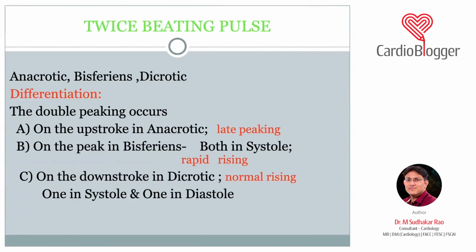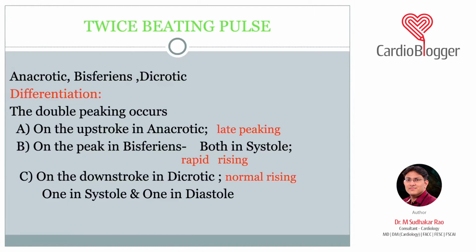Now again, I will tell you about the twice beating pulse. There are three types: anacrotic, bisferiens, and dicrotic. How do you differentiate? The double peaking occurs on the upstroke in anacrotic. As I already told you, the upstroke in anacrotic is not actually a true twice beating pulse, so it is a late peaking.